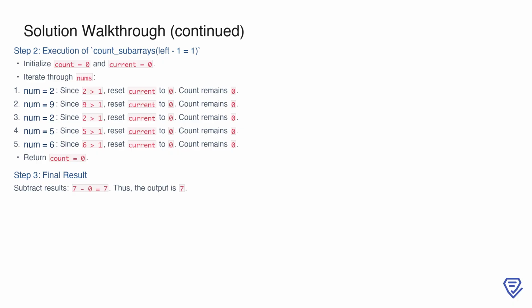Subtracting the results, we find that the number of subarrays where the maximum is within [2, 8] is 7 - 0 equals 7. Hence, the output for this example is 7.